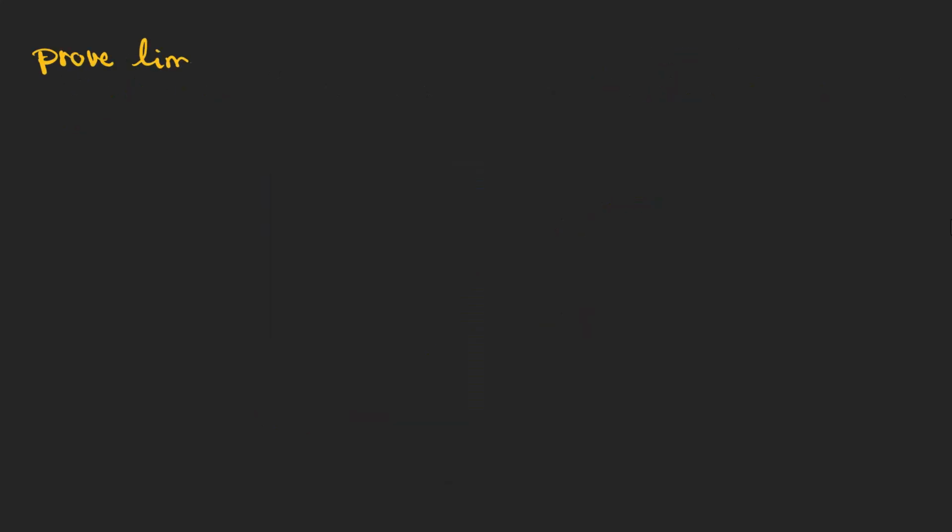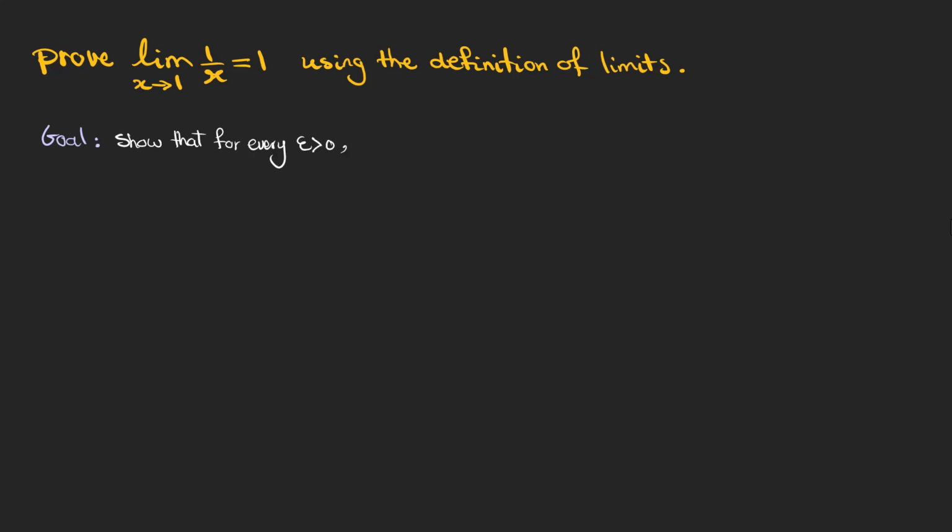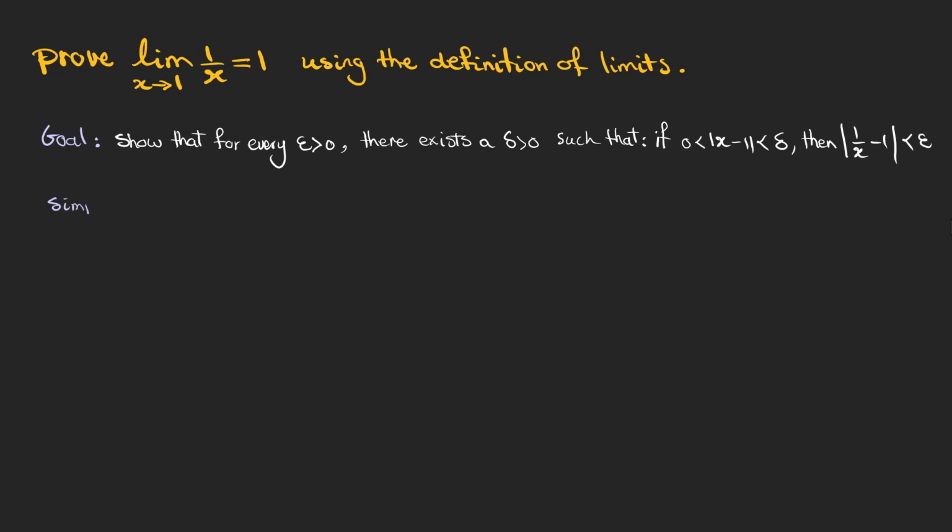Now let's use the definition of limits to prove that the limit of 1 over x when x approaches 1 is 1. Our goal is to show that for every positive epsilon, there exists a positive delta such that if the absolute value of x minus 1 is smaller than delta, then the absolute value of the function minus 1 is smaller than epsilon. Our next step is to simplify this expression that is going to be bound by epsilon.